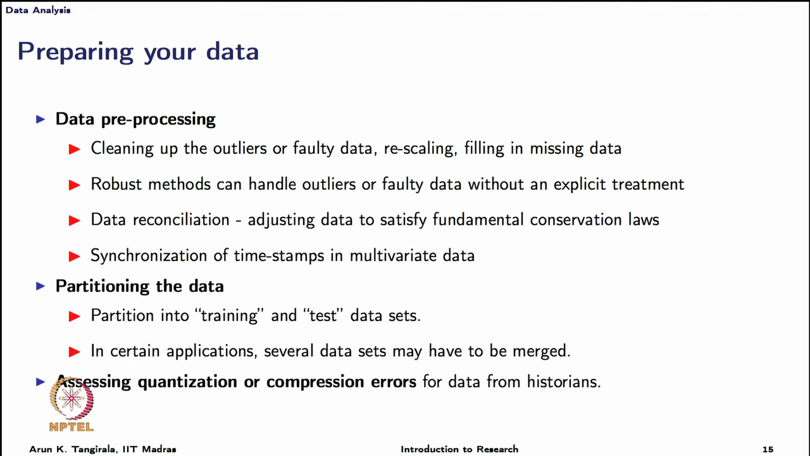The one thing that I did not mention earlier is partitioning the data. If you are building a model, or if you are performing classification by extracting features and so on, you should always have a part of the data in hand for cross validation.